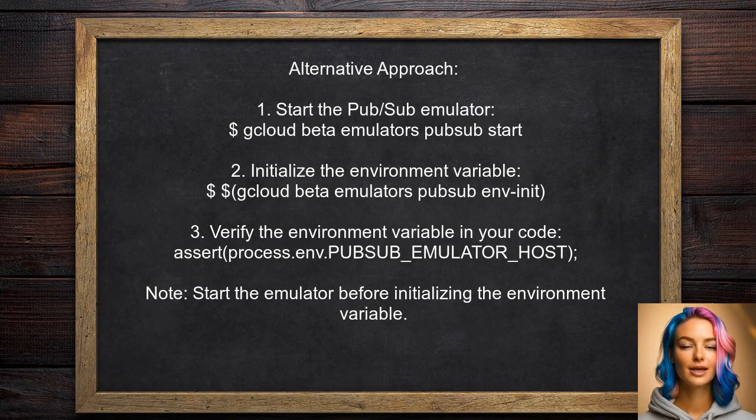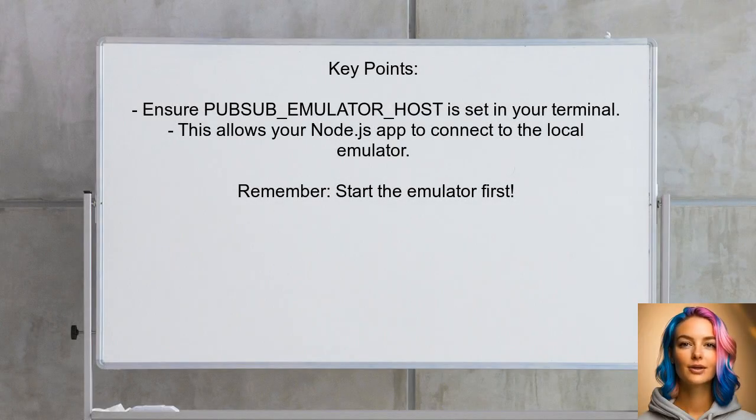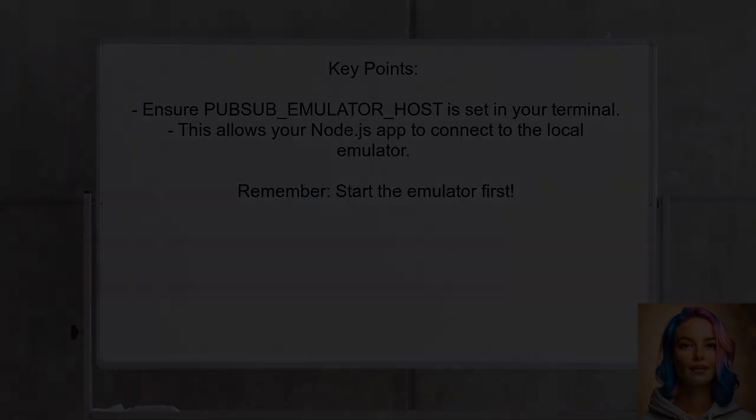An alternative approach, shared by another user, emphasizes the importance of starting the PubSub emulator before launching your Node.js application. They suggest running the command to start the emulator and then initializing the environment variable, which allows your application to connect to the local emulator instead of the cloud service. They also mention that the environment variable, PubSub emulator host, must be available in your terminal for the Node.js application to recognize it. This is crucial for ensuring that your application interacts with the emulator correctly.